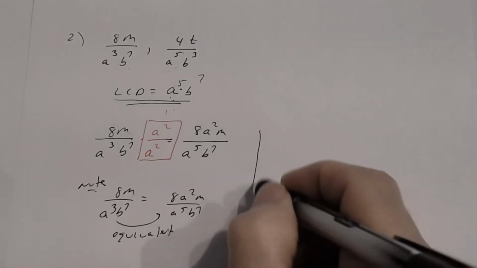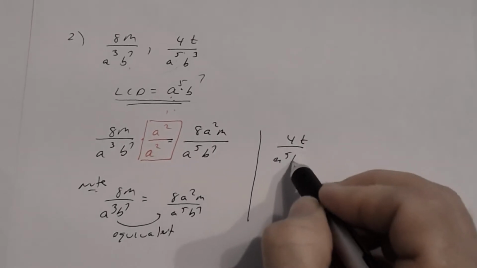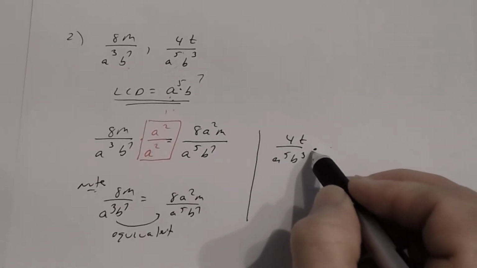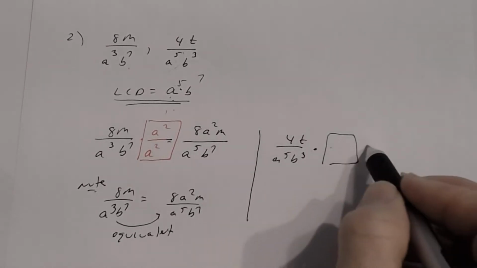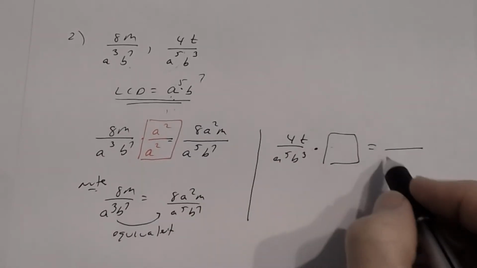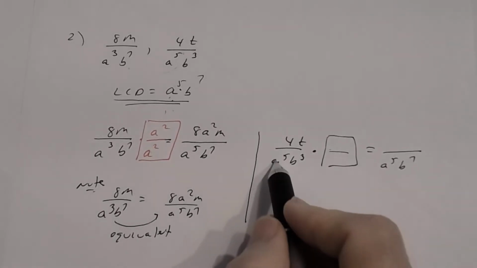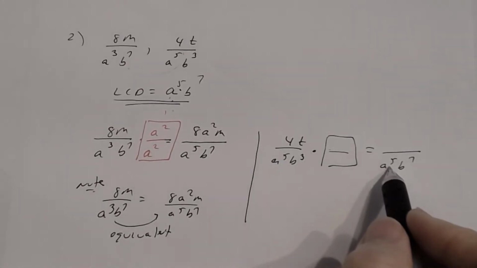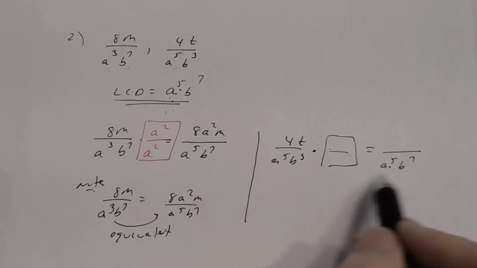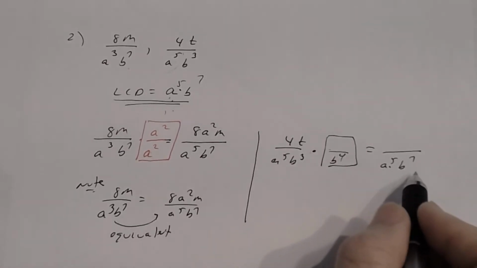In the second one, you have 4t divided by a to the 5th, b to the 3rd power. And you want to find out, so you got to multiply this by some expression, and you want to get an expression that has this denominator. So a to the 5th, b to the 7th. So then you're going to multiply. So a to the 5th times 1 is a to the 5th. So I don't need any factors of a here. I have 3 factors of b. I want 7 of them, so I need b to the 4th, because b to the 3rd times b to the 4th is b to the 7th.